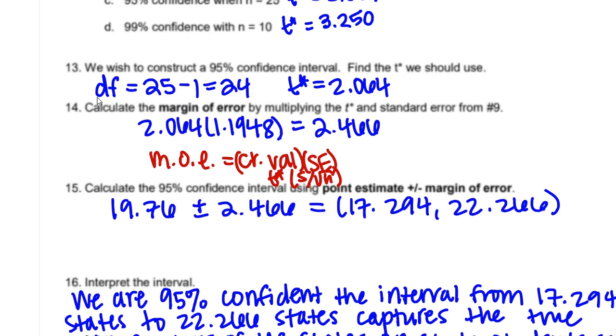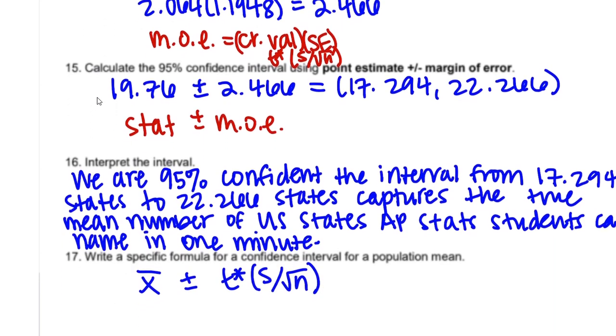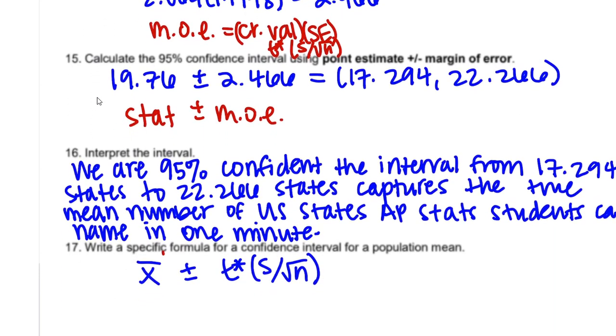And then the interval is your statistic plus or minus your margin of error. And so remember, point estimate and statistic are the same thing. And so we get this formula right here. Just going to box it since you should have already written it down. And if not, you can write it down.